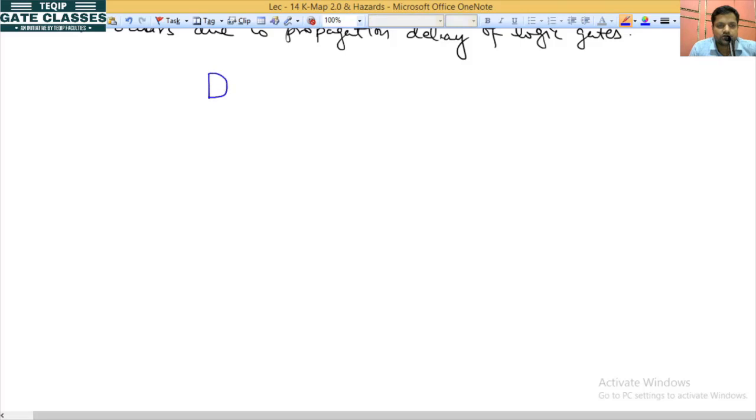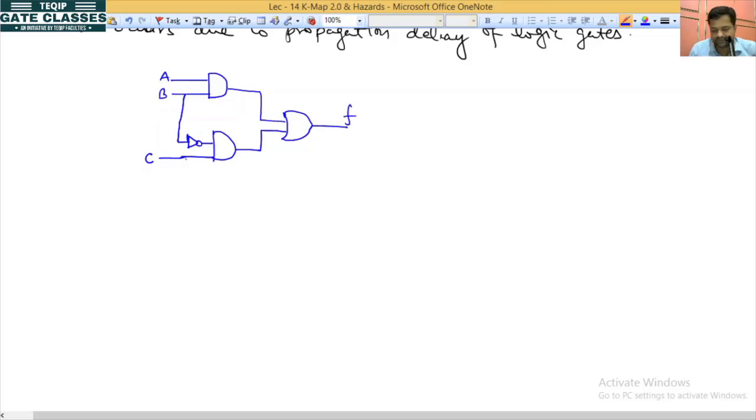Suppose I have one AND gate here. We have two inputs A and B, and we have one more AND gate connected with a NOT gate. The NOT gate is connected with the AND gate, and we have input B here, and the second input of this AND gate is C. Now the outputs of these two AND gates are connected with an OR gate. So this is our function.